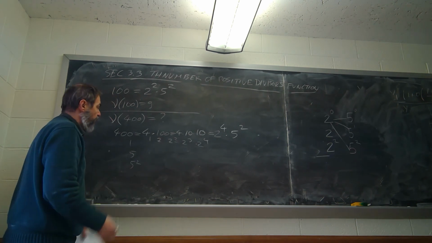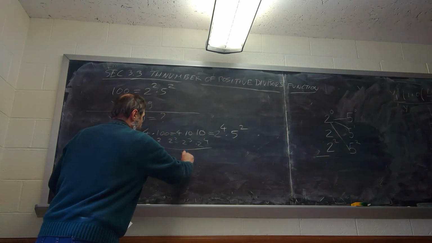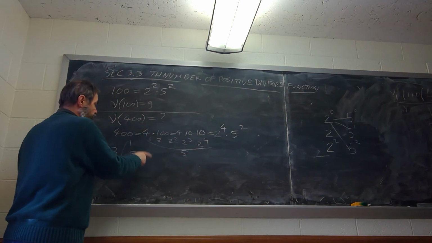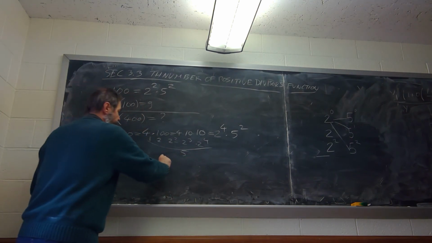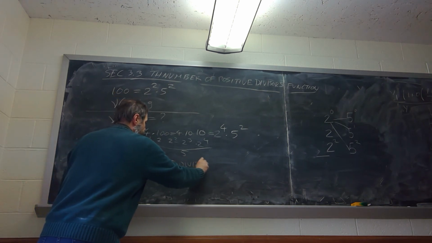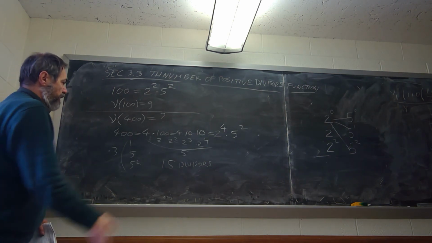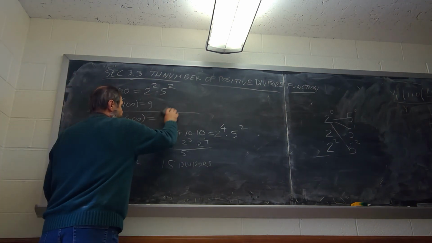Different divisors. How many do I have here? 3. How many do I have here? 5 numbers. So the total number of divisors is 15. 15 divisors. I come back and I say this is 15.